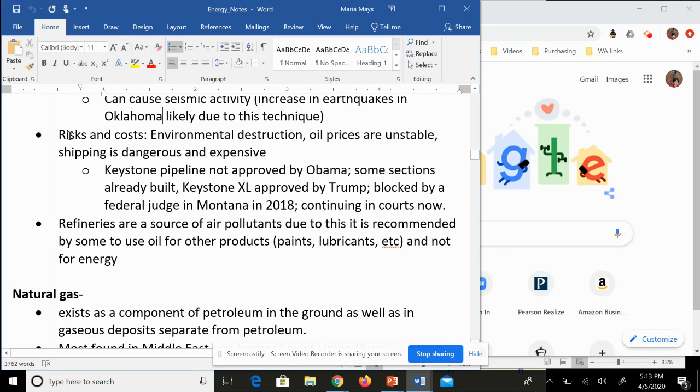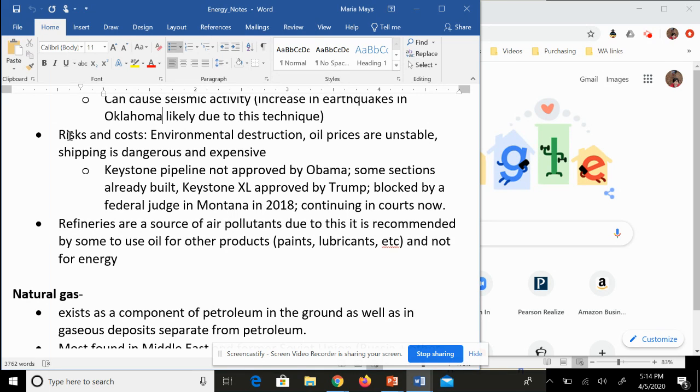Risks and costs. So risks of this kind of oil mining. Environmental destruction. Oil prices are unstable. Shipping is dangerous and expensive. The Keystone Pipeline was not approved by Obama. Some sections have already been built. Keystone XL was approved by Trump. It was blocked by a federal judge in Montana in 2018. It is currently continuing in the courts. So we'll see what happens as we move forward.